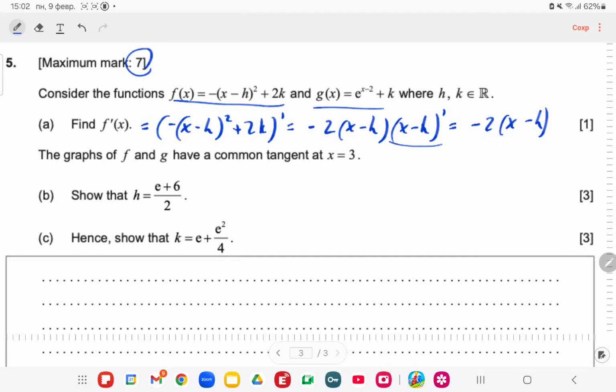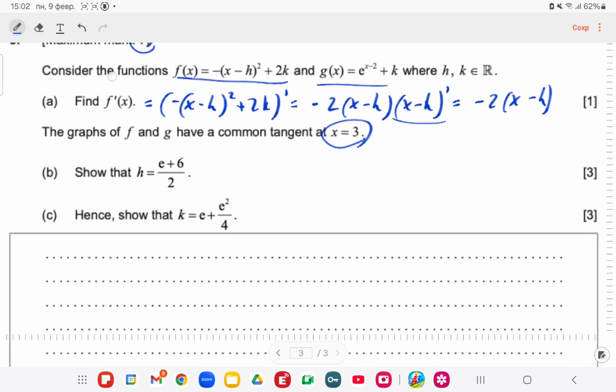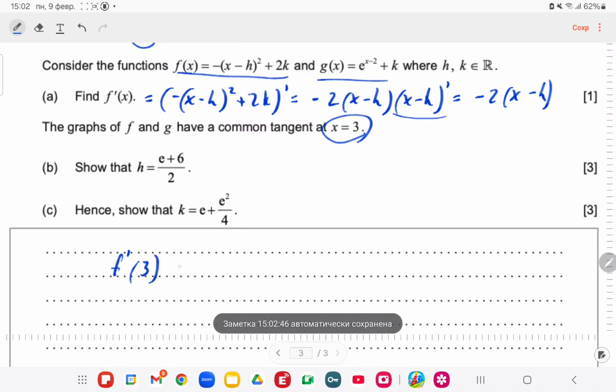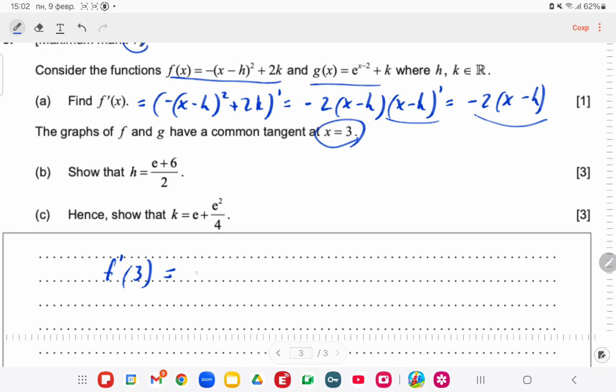Then next, it says the graph of f and g has a common tangent at x equals 3. What does it mean? It means that the derivatives of the tangent at these points are equal. So we can say that f prime of 3, we can calculate by plugging the values there. So it is negative 2 times 3 minus h.